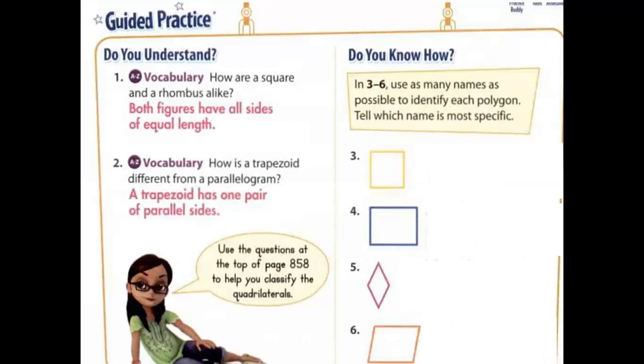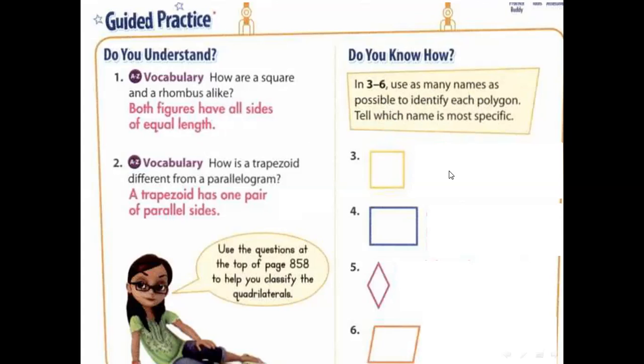Here, how is a trapezoid different from a parallelogram? So a trapezoid here has one pair of parallel sides. Okay, the difference between a trapezoid and a parallelogram: the trapezoid has one pair of parallel sides, but the two other sides are not parallel.